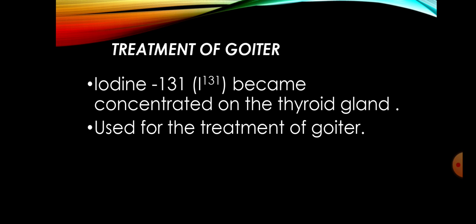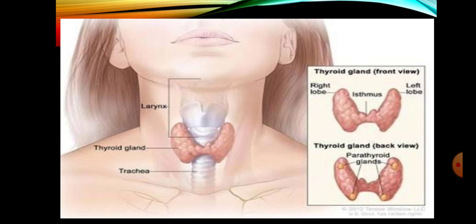Treatment of goiter. Iodine 131 is an isotope that becomes concentrated in the thyroid gland and is used for the treatment of goiter. Like you can see on your screen, there are the larynx and the trachea, and between the larynx and the trachea there's a thyroid gland, which is located in the neck region.